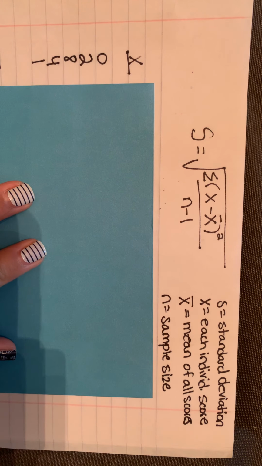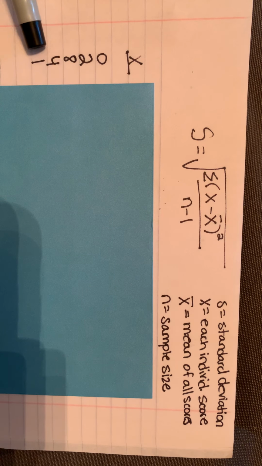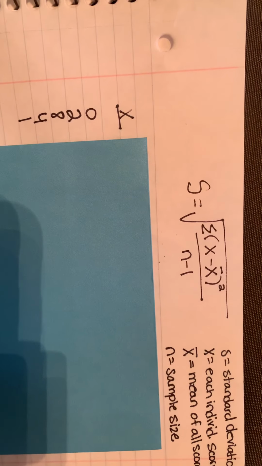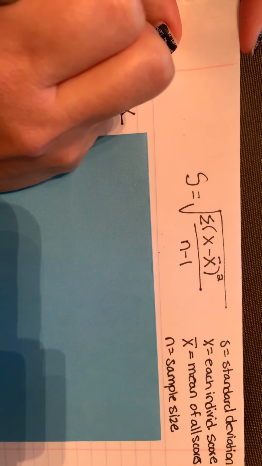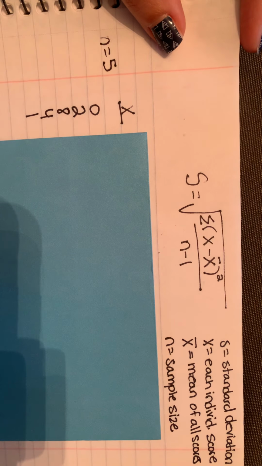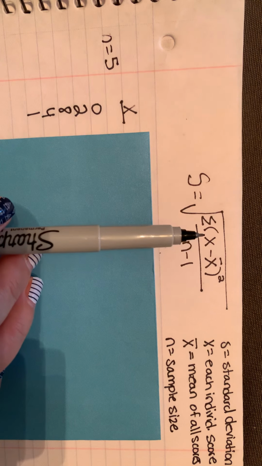So here we have a set of scores: 0, 2, 8, 4, 1. So we have a total of 5 scores. I like to have a little key for myself sometimes to help. So N in this case is going to equal 5 because we have a total of 5 scores. So the first thing that we need is our X's.